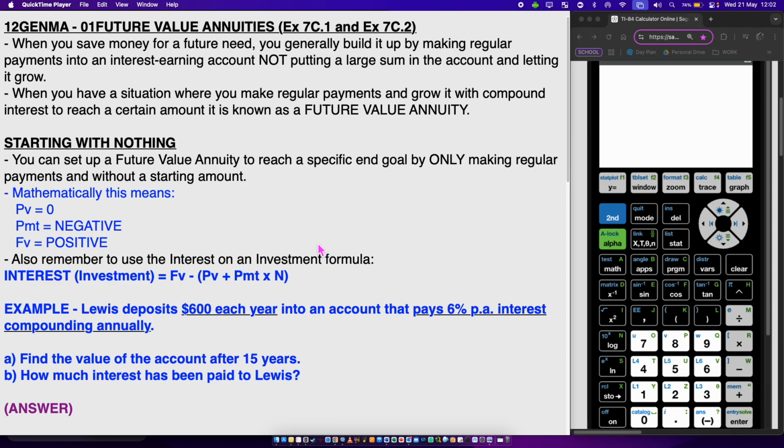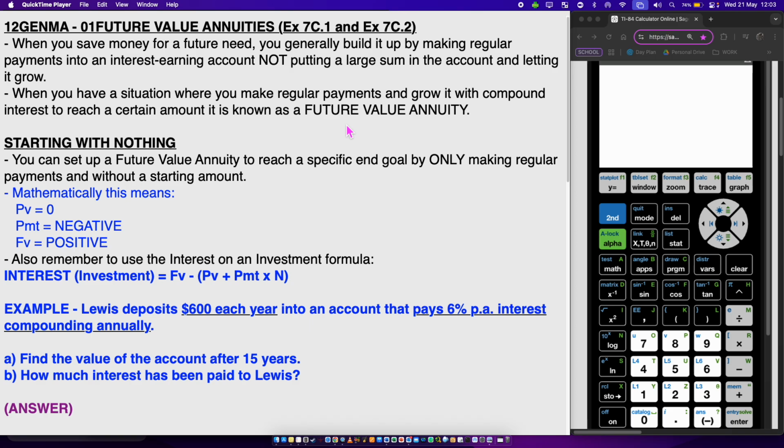Alright, let's do our first actual application of TVM Solver. When you save money for a future need, you're not like the previous lesson's example. What did she do? She put 23,000 in there and just left it. We're not like that. We're not rich people, okay? It's only old people that's going to be able to do that.